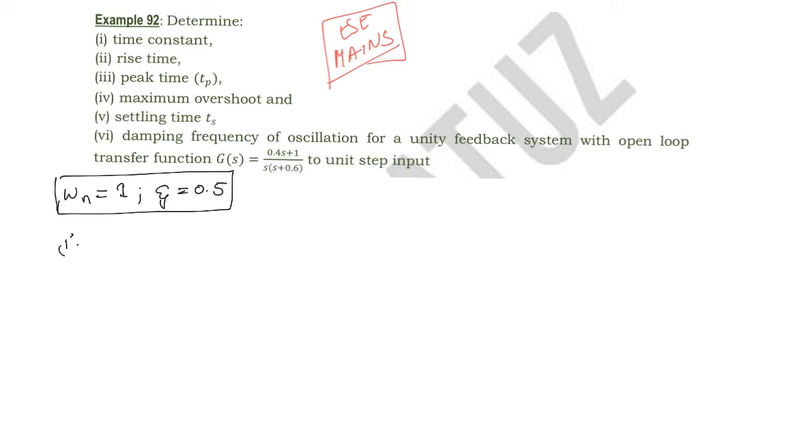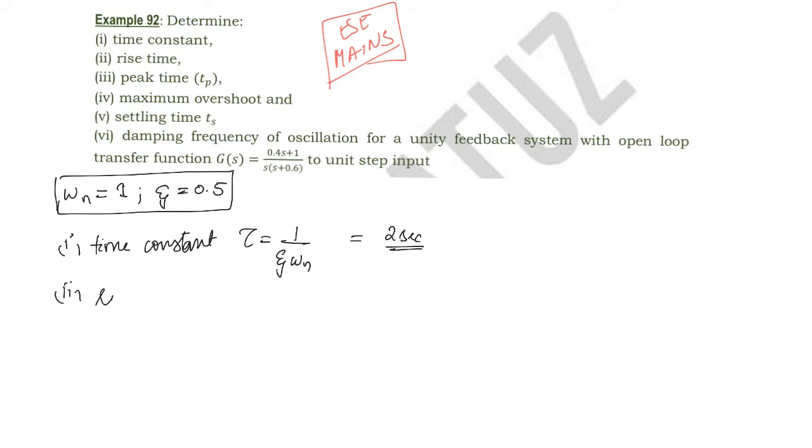The first one is the time constant tau. This is given by 1 by zeta omega n, so this will simply be equal to 2 seconds. The time constant's unit is seconds.